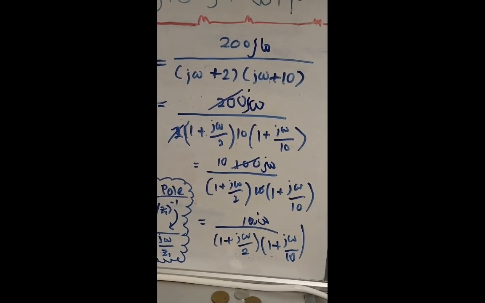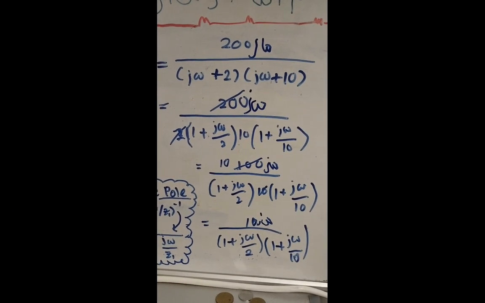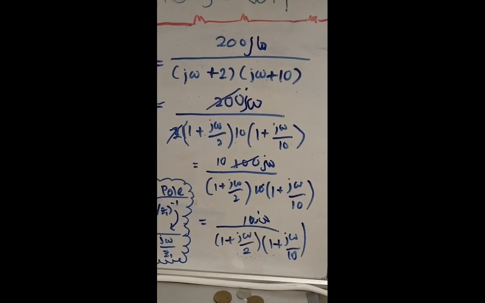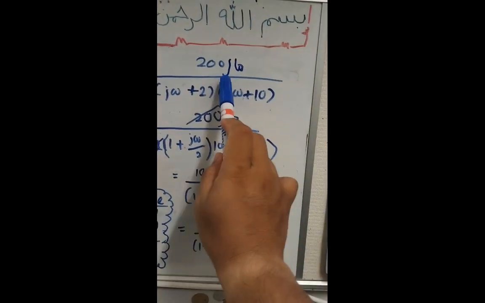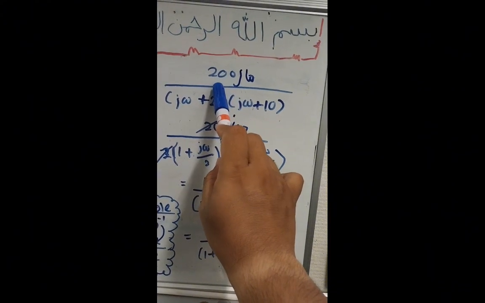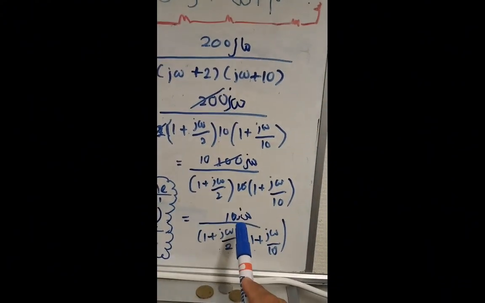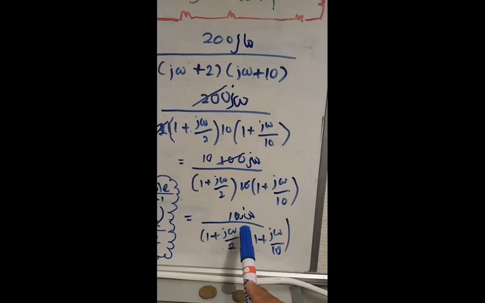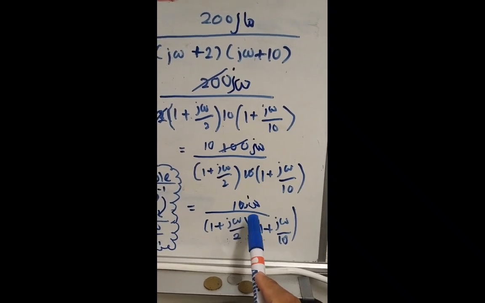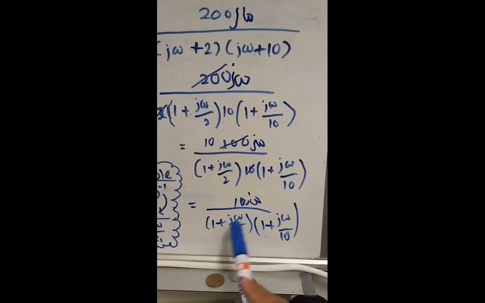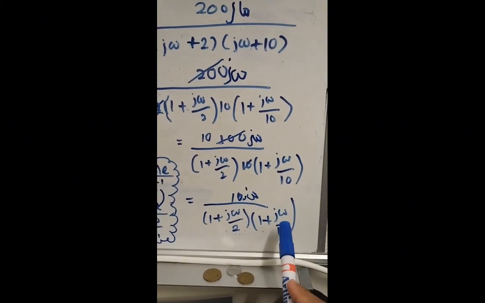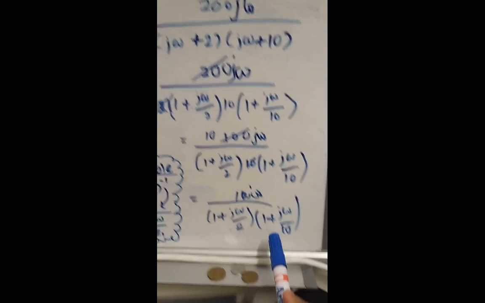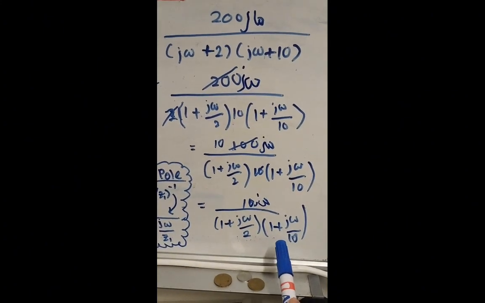I'm sorry for my mistake. The true answer, I forgot to put the j omega from the 200 until the last answer. So the final answer is 10 j omega divided by (1 plus j omega divided by 2)(1 plus j omega divided by 10). Okay, so that's all.